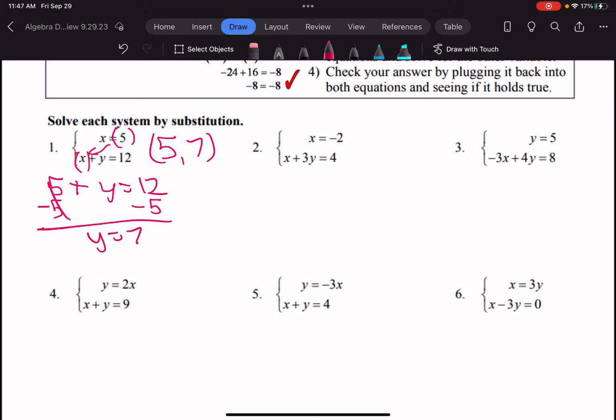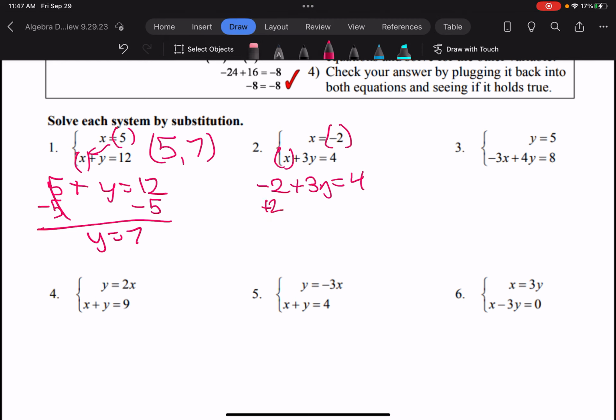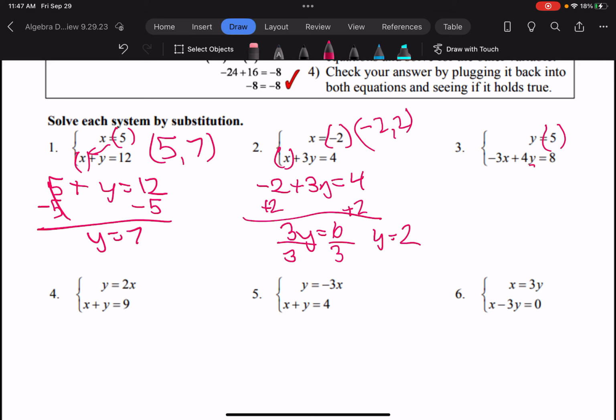That's the solution. Same thing, parentheses around this one, it's x, so I'm going to put that there. Negative 2 plus 3y equals 4. I'm going to add 2 to both sides, and we will get 3y equals 6. Divide both sides by 3, y equals 2. Okay, so now we have (-2, 2) as one of our points. All right, so number 3, now that you've seen that, you can do that. Plug it in for y, and then solve for x, and then you have your answer, you have your solution.